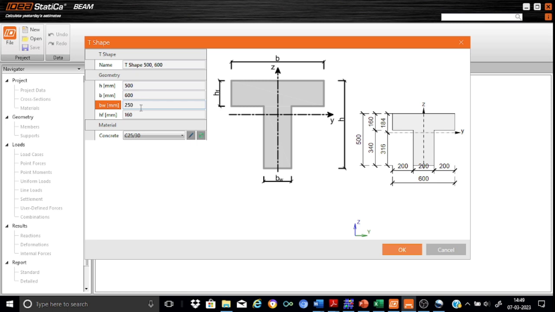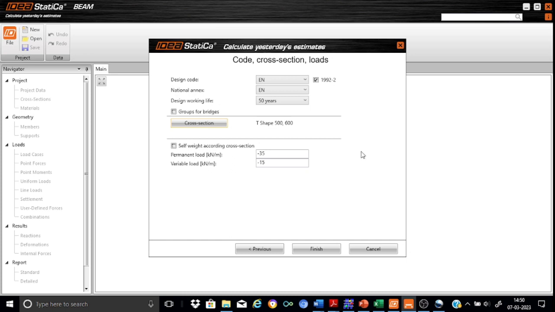Okay, so bw. Please remember that all the parameters are given here, so that you will be able to easily identify what each symbol stands for. hf is the thickness of the slab. This we consider as 125 mm. So remember, 500 is the overall depth, b is the effective width of the compression flange, that is 600, and bw is the width of the web, that is 250 mm, and the thickness of the slab is 125 mm. So now the concrete C25/30 is acceptable to us, so we can just press OK. So this means that we have created the cross section properly.